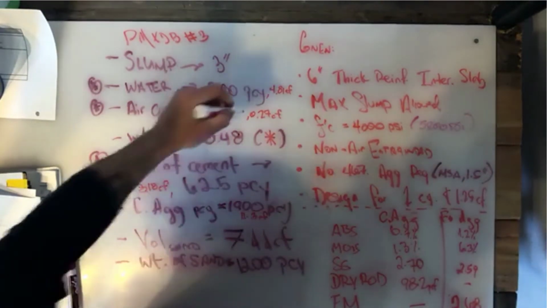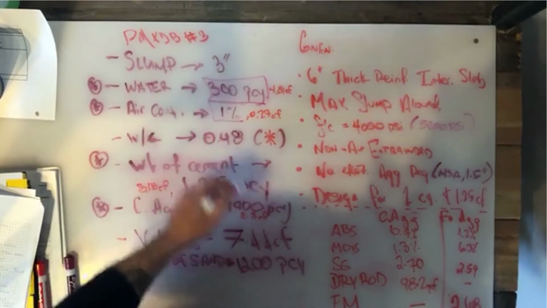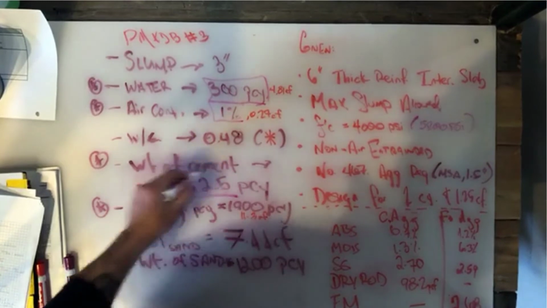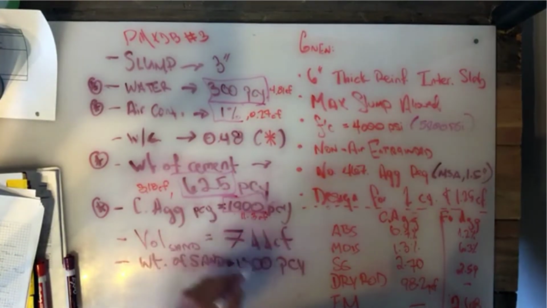For my water, I got 300 pounds per cubic yard. My air, I got 1%. My cement, I got 625 pounds per cubic yard. Rock, 1,900. And my sand, I got 1,200.